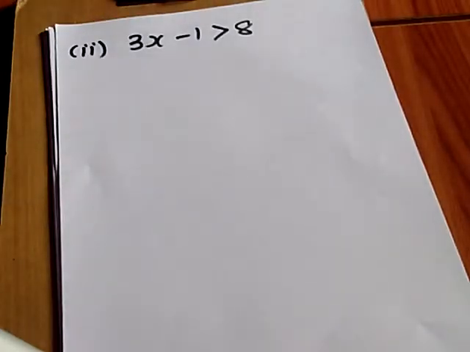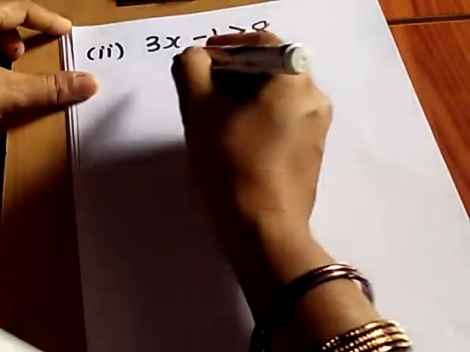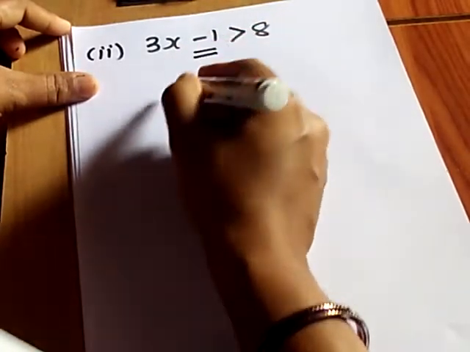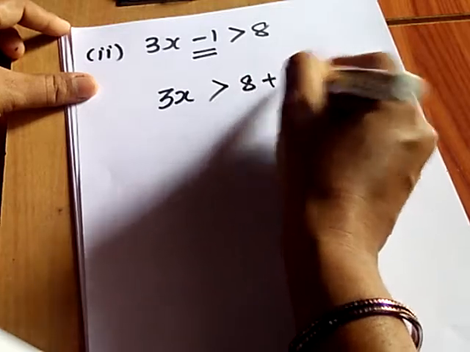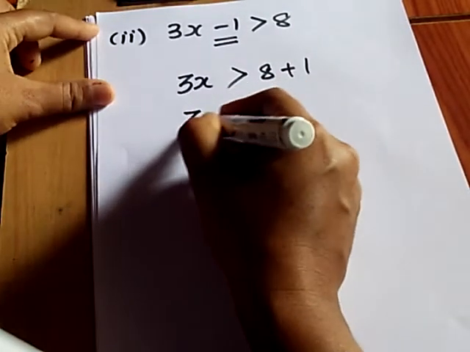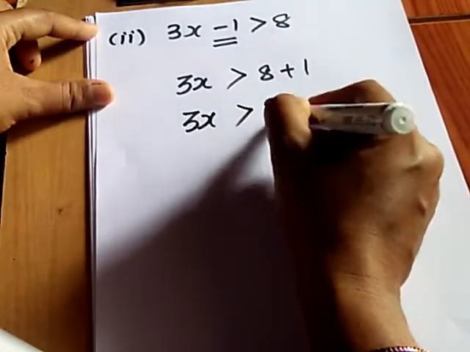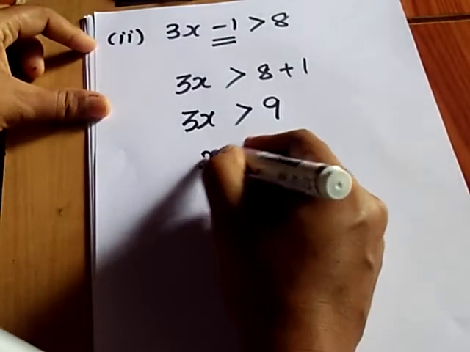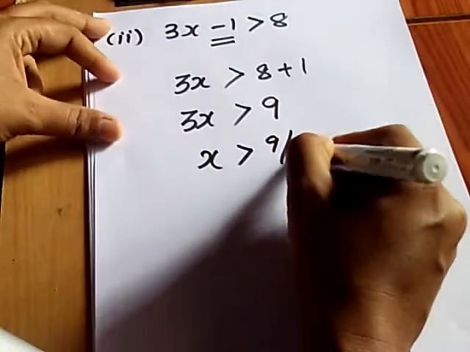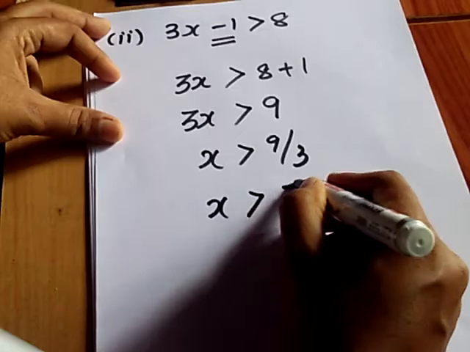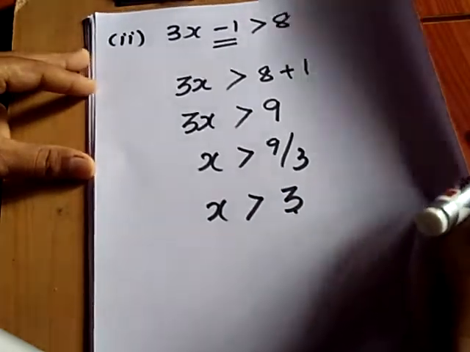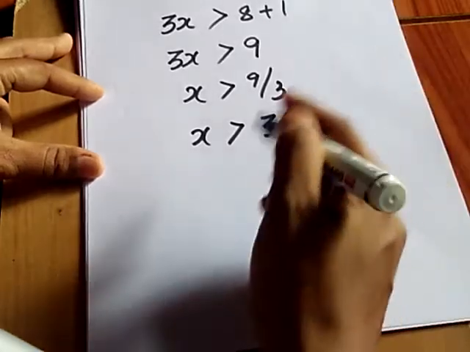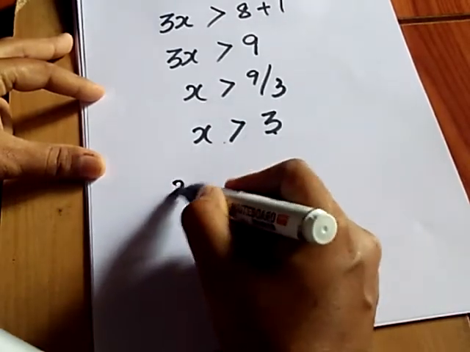Now second question. 3x minus 1 is greater than 8. Now what to do? Shift this minus 1. 3x is greater than 8 plus 1. Hence 3x is greater than 9. x is greater than 9 by 3. x is greater than 3. Here you can notice the solution set while writing x is greater than 3.